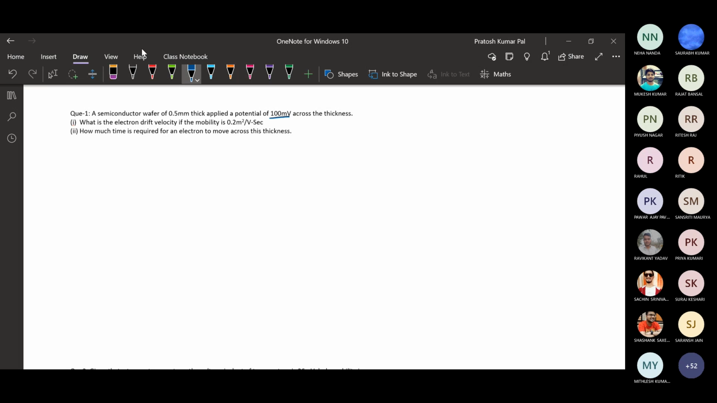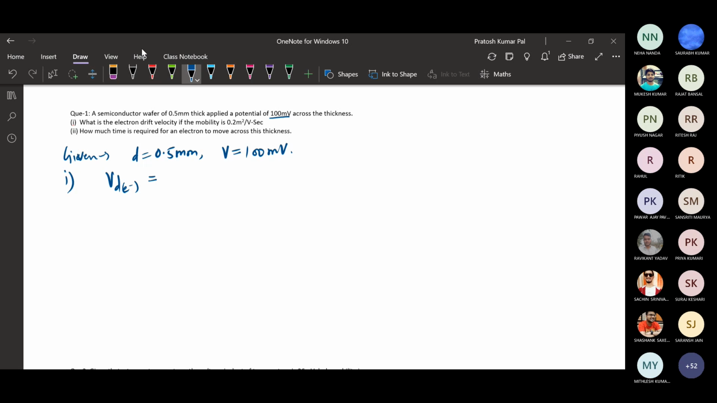Okay, so in the first case, initially we can write what is given. The thickness is given, and also the potential that we are applying to the semiconductor having this thickness, which is 100 millivolt. So these two are the parameters given, and in the first case it is asking for the drift velocity for electrons.